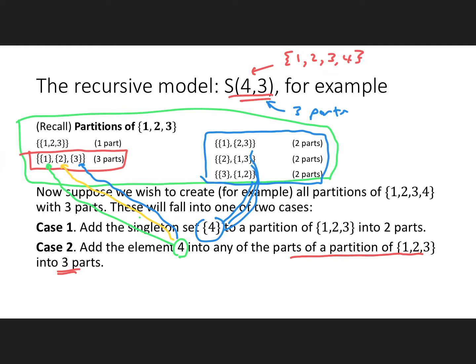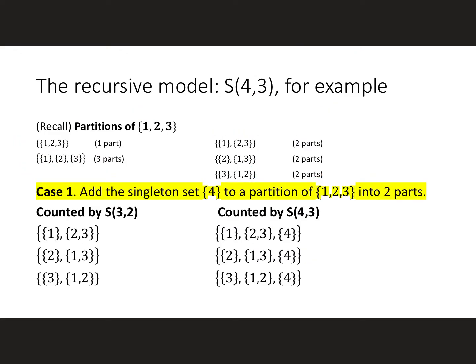So in other words, the 2 cases are, we're going to count the partitions when 4 is by itself and the partitions when 4 is not by itself. When 4 is not by itself, that means it has to be inserted into one of the ones I've got up there in the red box. Okay, so let me just show you if we really do it.